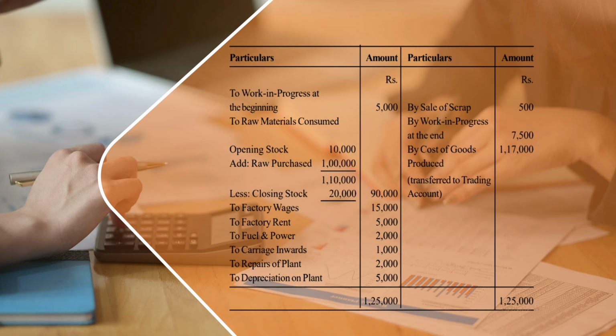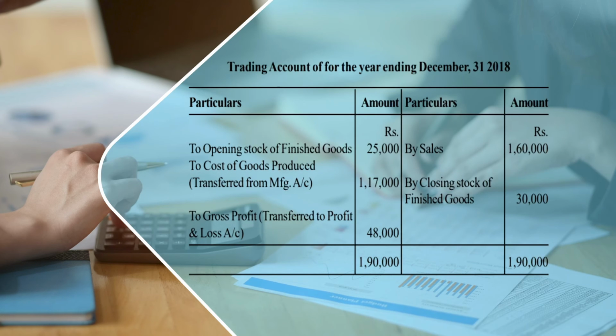it comes to cost of goods produced 1,17,000, which we have transferred to the debit side of the trading account. Let us check it. To cost of goods produced 1,17,000. So here by sales 1,60,000, it is given in the information. By closing stock of finished goods 30,000. So opening stock of finished goods is shown in the debit side of trading account, and closing stock of finished goods 30,000. We can check it. Yes, closing stock of finished goods is given, that is 30,000. So this way we can prepare the trading account.